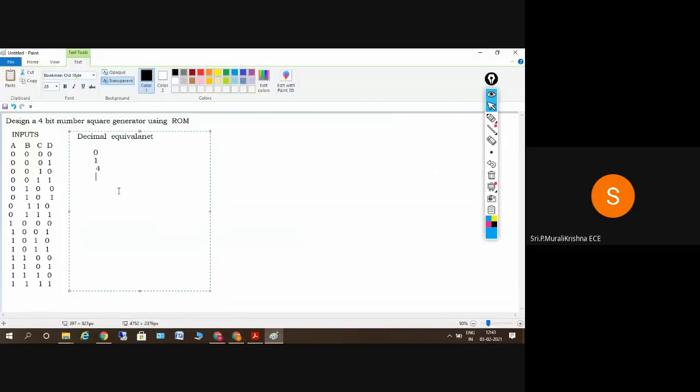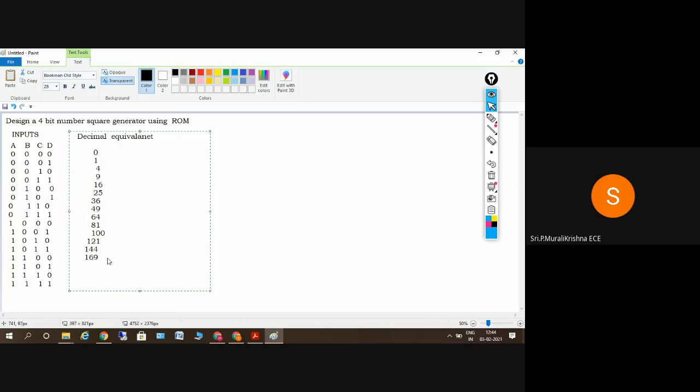Right? So we have to write the output as the decimal equivalent. First we'll write the decimal equivalent, then we'll write the binary equivalent of that. So 2 square is 4, 3 square is 9. Okay, so 4 square is 16. Write all the decimal equivalents, and afterwards write the binary equivalent of that. 0, 1, 2, 3, 4, 5, 6, 7. Just the alignment may not be perfect, but we try to adjust that.